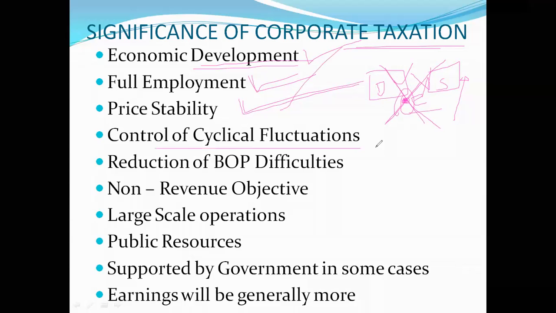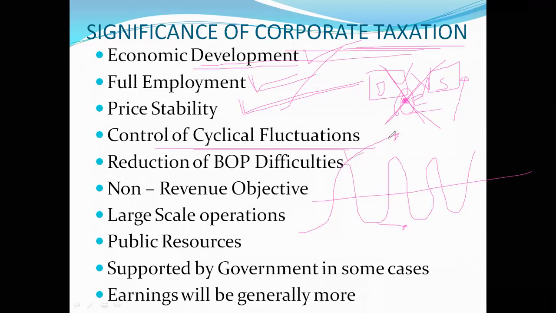In control of cyclical fluctuations, see, at your degree level you must have learnt about business cycles. In Telugu you will call it Vyapara Chakralu. These are business cycles. This is the highest point of growth, whereas this is the lowest point of growth. So in order to control these cyclical fluctuations, government needs funding, and that funding is possible with the help of taxation. Reduction of BOP difficulties. What do you mean by BOP? BOP means balance of payments.